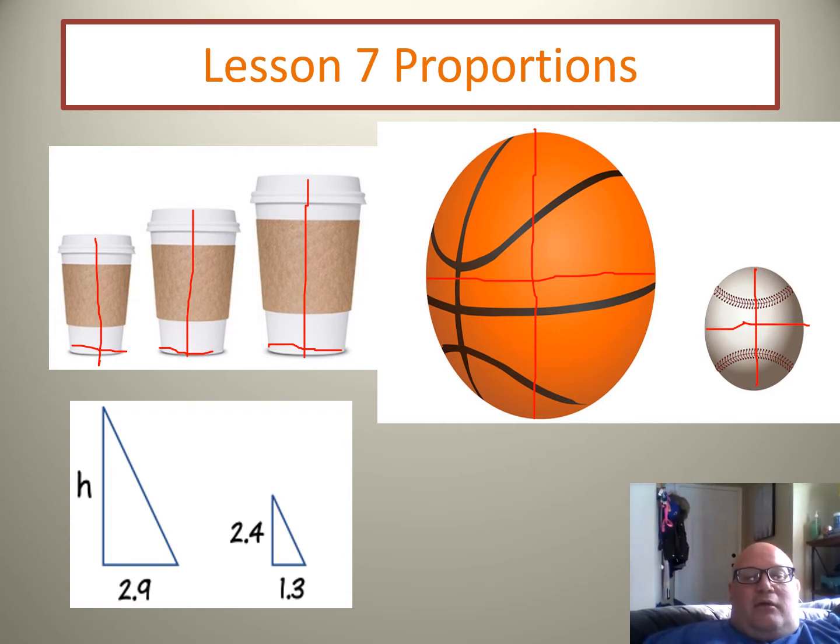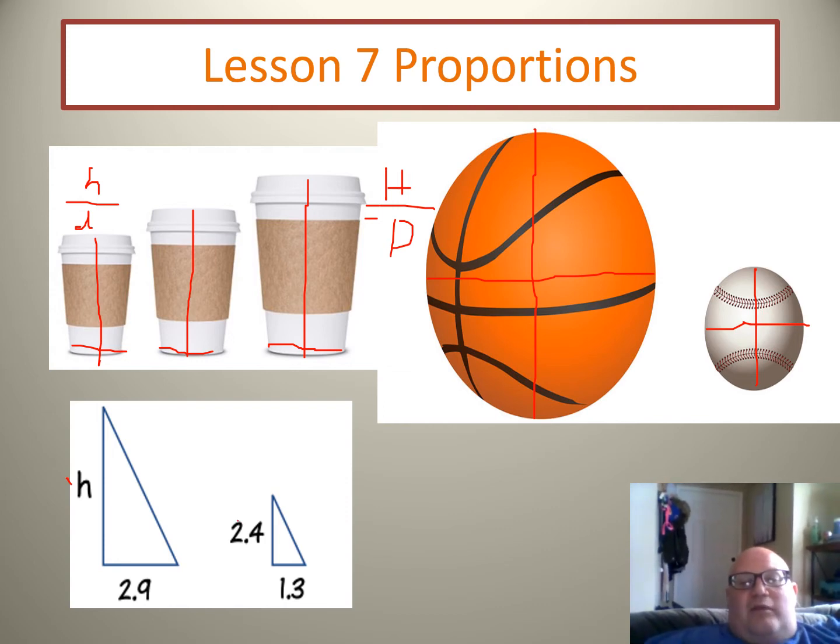So basically we have two fractions that are equal. I got the bigger height, call that big H, divided by the bigger diameter. It's going to be equal to what? Over here, it's going to be equal to the little h over little d. You get the idea. It's the same, just different numbers. Same thing here, scaled down version. H divided by 2.9 would be the same as 2.4 divided by 1.3. You could set those two statements equal. All right, so that's what proportions are.